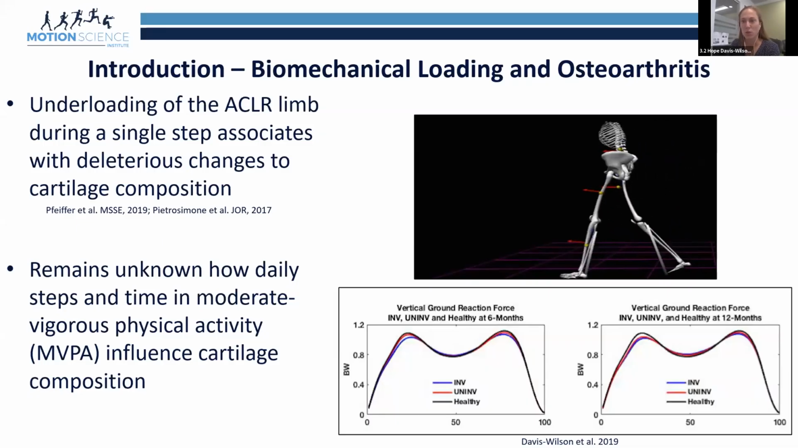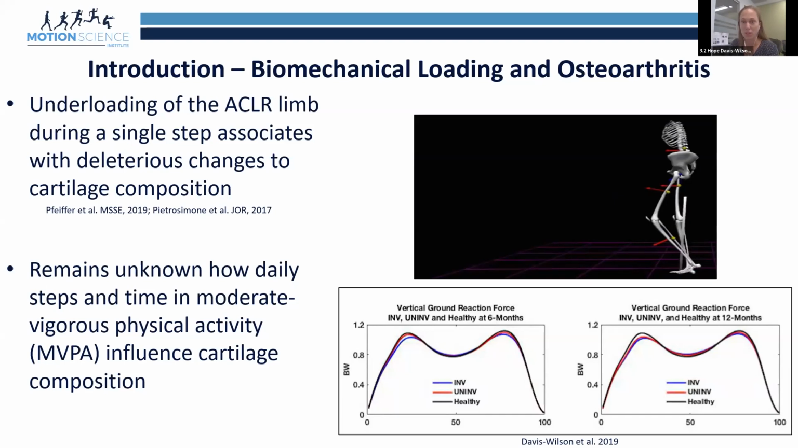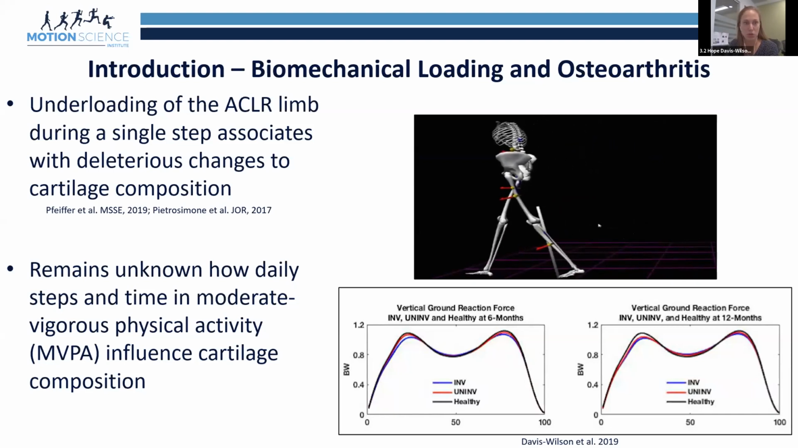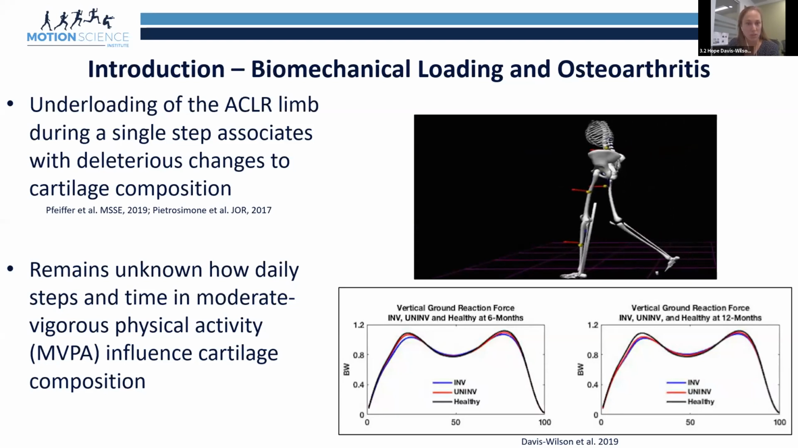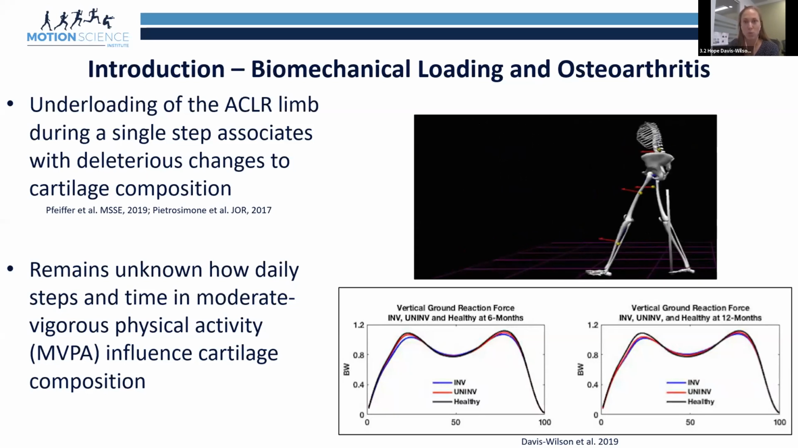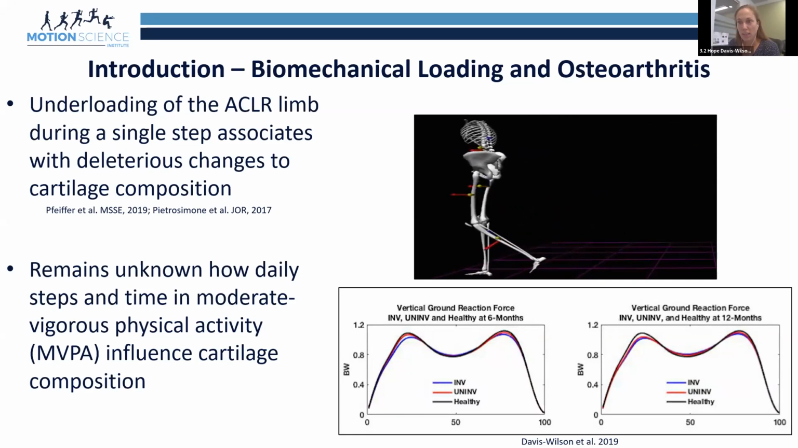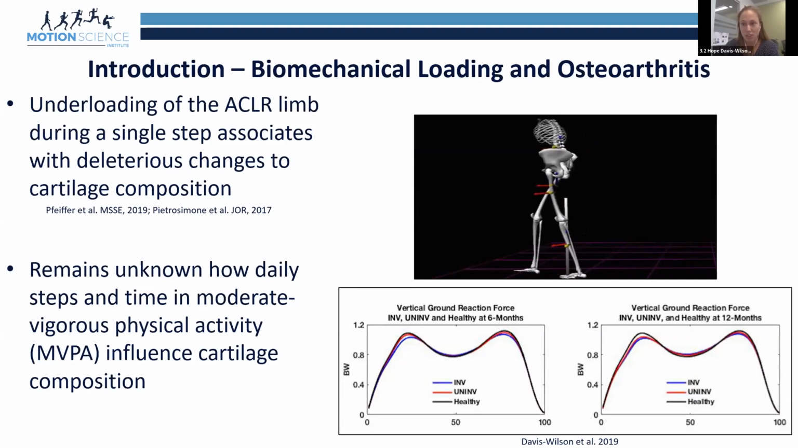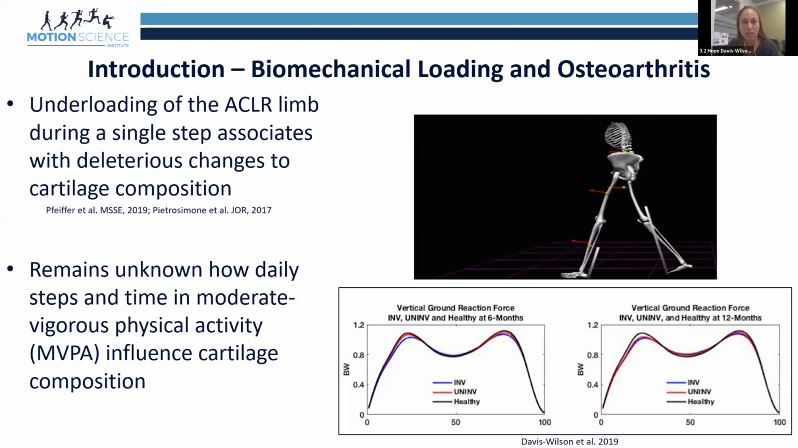Approximately 100,000 individuals undergo anterior cruciate ligament or ACL reconstruction annually to restore proper knee function following an ACL tear. However, 2/3 of these individuals will go on to develop post-traumatic knee osteoarthritis within 2 decades of initial injury. We know that individuals tend to underload their ACL reconstructed limb compared to both their contralateral limb as well as uninjured control limbs 6 months following ACL reconstruction. And underloading of the ACL reconstructed limb persists 1 year post-ACL reconstruction. We think that these alterations in loading contribute to cartilage composition changes that ultimately cause post-traumatic knee osteoarthritis.